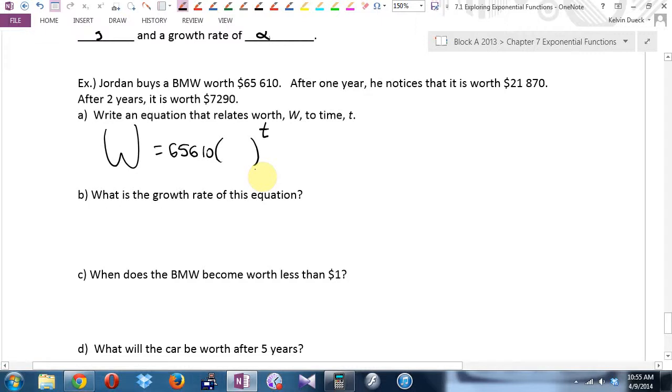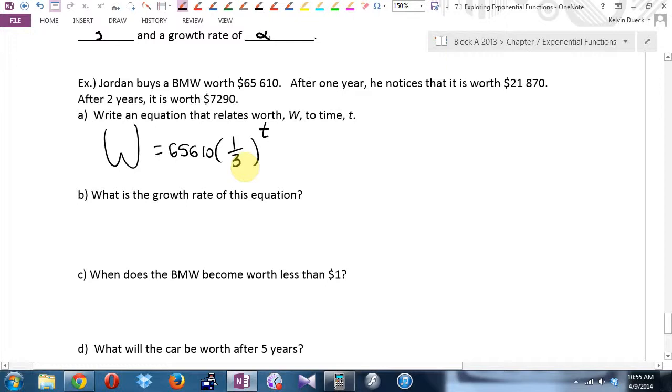What factor are we going down by? Try dividing that number by that number. 3, but we're not multiplying by 3, we're dividing by 3. Dividing by 3, same as timesing by a third. There's our equation.